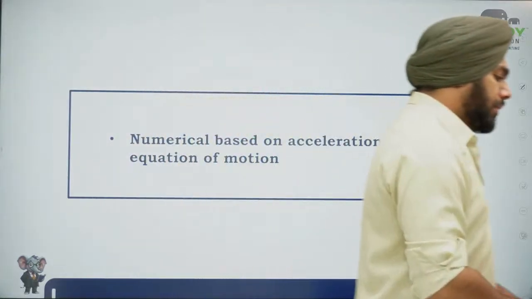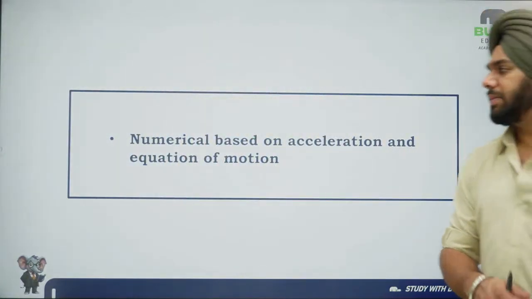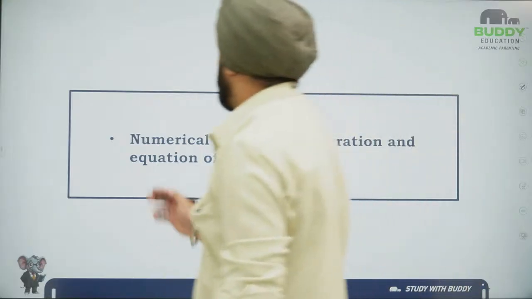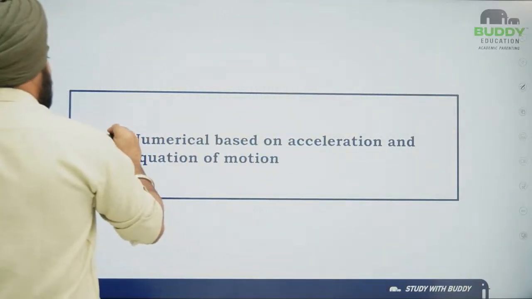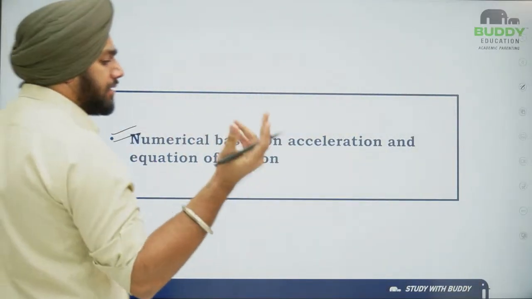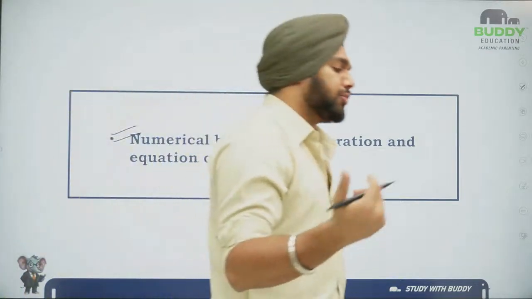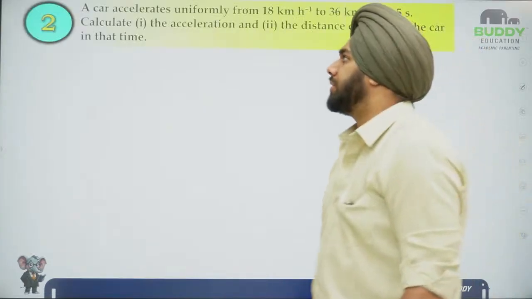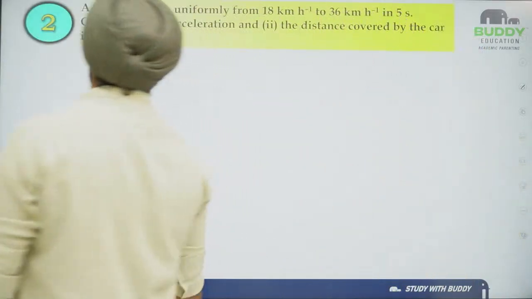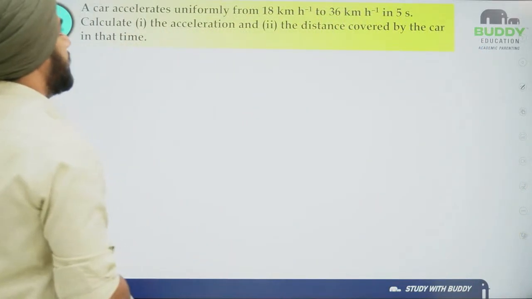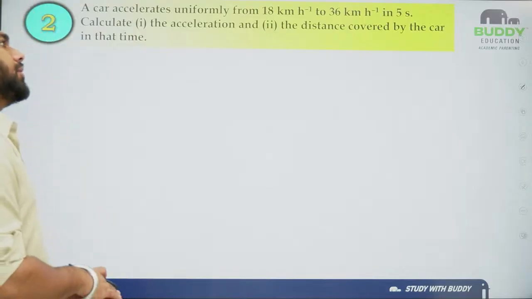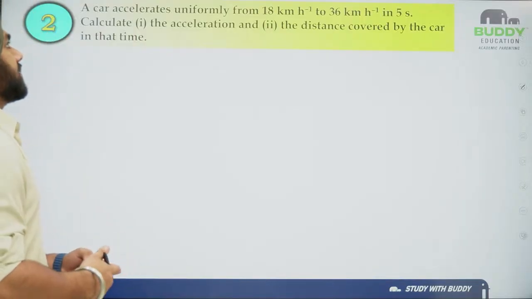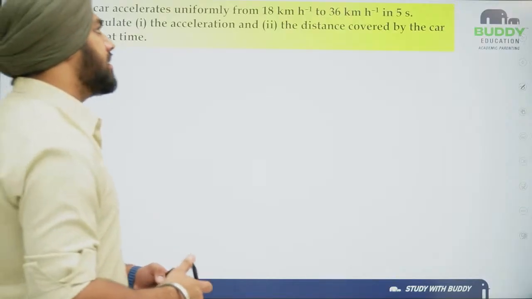Right. So we have discussed average speed and average velocity. Now the next type of numerical that we're going to discuss is based on acceleration. Acceleration is equal to v minus u by t. And also we'll be discussing the equations of motion. So the first question is, a car accelerates uniformly from 18 km per hour to 36 km per hour in 5 seconds. Calculate the acceleration and distance covered.